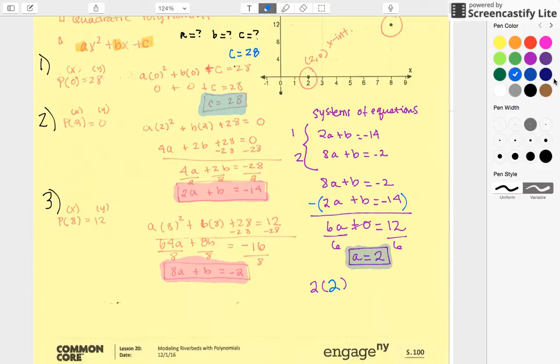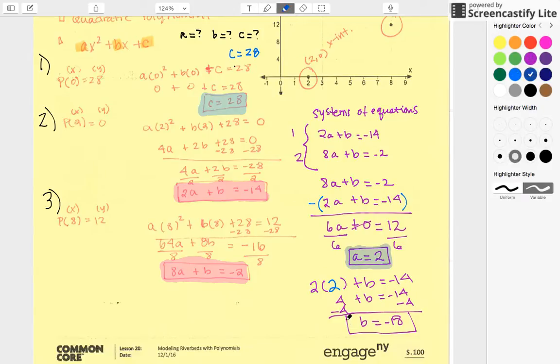And then right here it says plus b equals negative 14. So this becomes 4 plus b equals negative 14. And then I can subtract 4 on both sides to find out what b is equal to. Negative 14 minus 4 is negative 18. And there is our final piece to our puzzle, which is b is equal to negative 18. So bam, there we go.